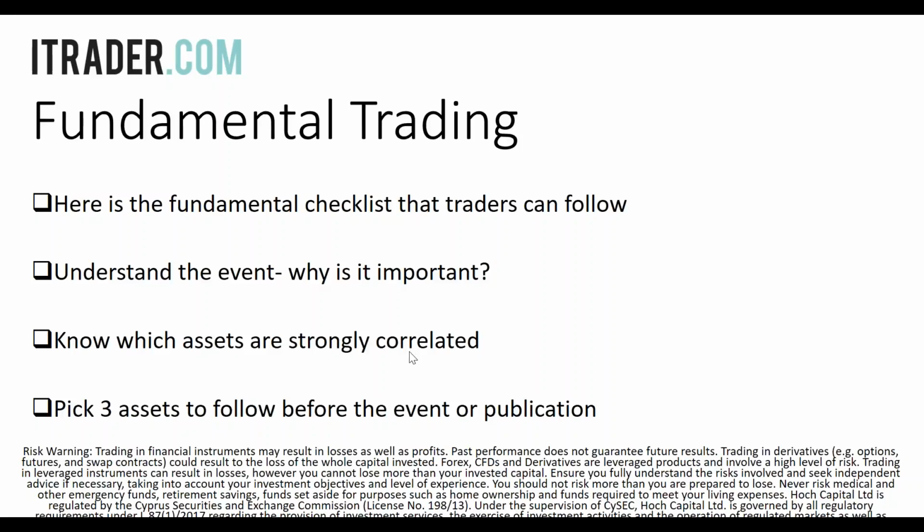Know which assets are strongly correlated. This is very important. First of all, it tells you, as I showed you, on every event, what currency it affects, all right? Let me give you a few correlations that you can write down. The XAU versus all major currencies, gold, works with an opposite correlation, especially with the US dollar, but also with the British pound and the euro.